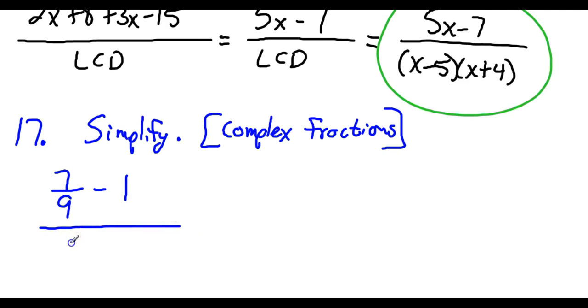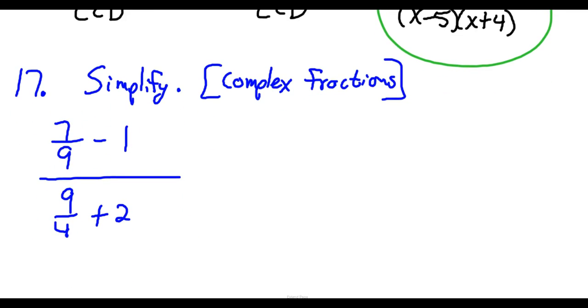So you're going to have something kind of like this: 7/9 minus 1 over 9/4 plus 2. Now, here's where the complex fractions tie in with the other fractions we had before when you were doing addition and subtraction. You still need the least common denominator. So you've got to have that part first.